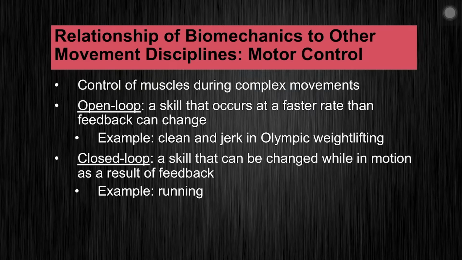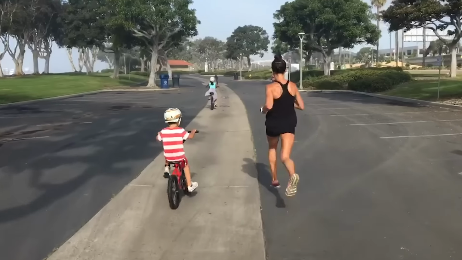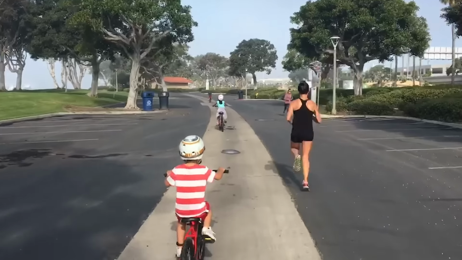A closed loop skill, on the other hand, is a skill that can be changed while in motion as a result of feedback. So let's say that you're a runner and you're running along. Maybe you're out on a 10-mile run and it's supposed to be a tempo run at a nice steady pace, maybe around your marathon pace.